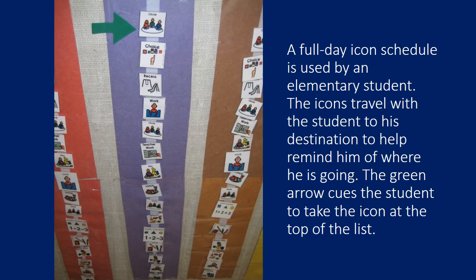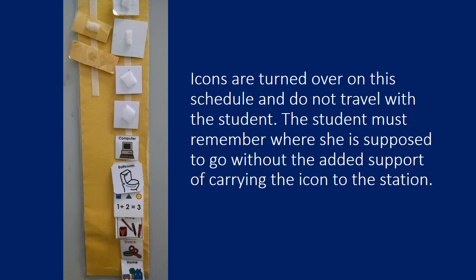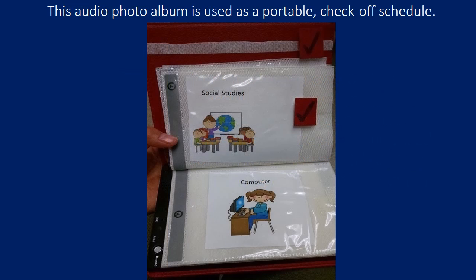A full-day icon schedule is used by an elementary student. The icons travel with the student to his destination to help remind him of where he is going. The green arrow cues the student to take the icon at the top of the list. Icons are turned over on this schedule and do not travel with the student. The student must remember where she is supposed to go without the added support of carrying the icon to the station. This audio photo album is used as a portable checkoff schedule.